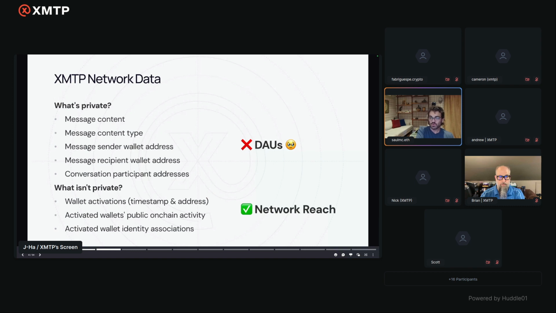Network reach is one of the most important things that we do track at XMTP Labs about the XMTP network. It allows us to understand, as developers building on the XMTP network, what kind of audience there is out there, who your users can reach, who as a broadcaster or a bot developer is actually out there available today to use your product. Next slide.